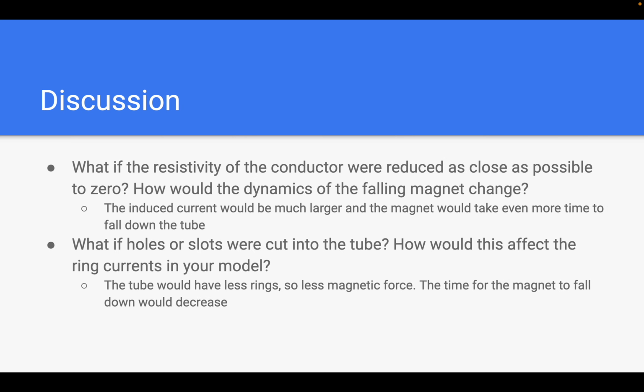And for discussion, what if the resistivity of the conductor were reduced as close as possible to 0? How would the dynamics of the falling magnet change? It would basically, the induced current would be much larger and the magnet would take even more time to fall down the tube. And what if holes or slots were cut into the tube? How would this affect the rings of the model? The tube would have fewer rings, so it would actually do the opposite of the previous question. There would be less magnetic force, so the time for the magnet to fall would actually decrease instead of increase.